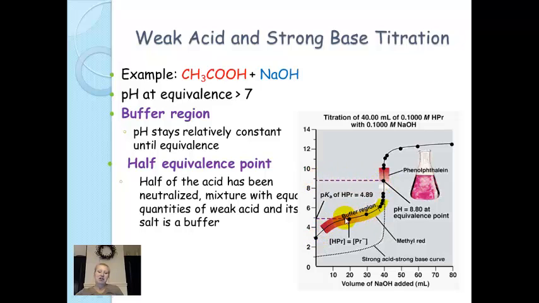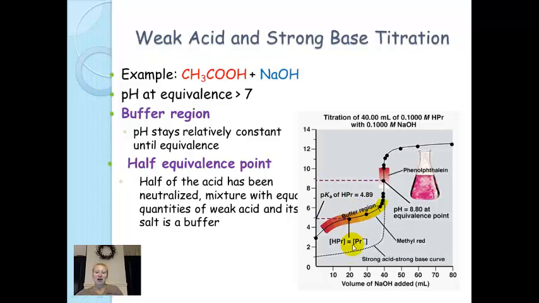And this region here in the beginning, where the pH stays relatively the same as you have weak acid, weak acid, weak acid, and you're slowly adding strong base, this is called the buffer region. Because you're starting with a weak acid, remember, to make a buffer, you start with a weak acid and you add strong base until half of it has reacted. So this buffer region right here is where the pH stays the same.